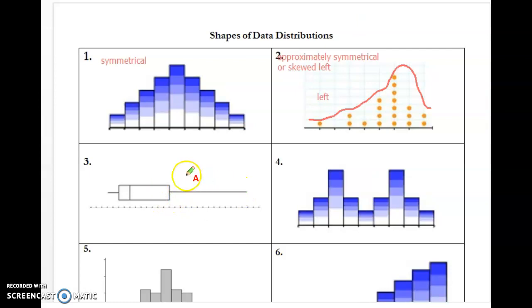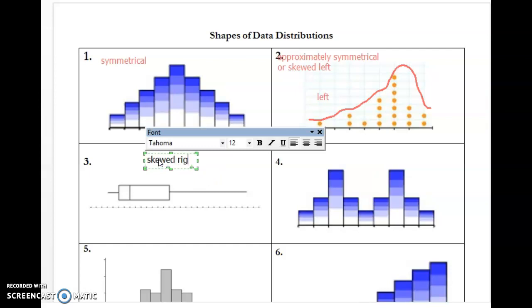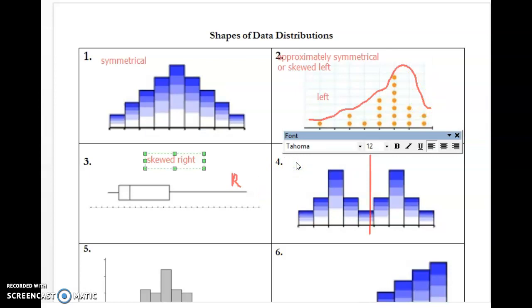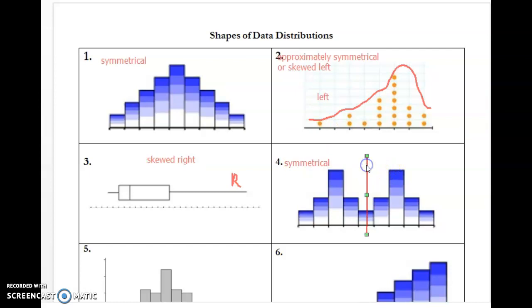Now the third one's a little easier to tell. This one, there's definitely a tail on the right. Okay, so we would call this skewed right. Because again, the tail is on the right side. Okay, next one, even though it doesn't look like a normal graph, if you draw a line down the middle, well, pretend it's in the middle, the left and the right are the same, so we call this symmetrical again. Okay, we'll move that line right to the middle. So that one is symmetrical.